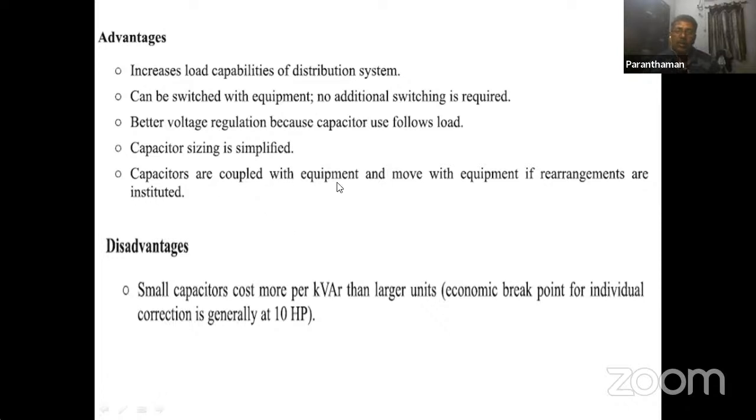The capacitor is coupled with the equipment, and moves with the equipment if rearrangements are made. Supposing you are moving the motor somewhere else, the capacitor will go along with the motor to the new location. Disadvantage: small capacitors instead of one big capacitor will definitely cost more.